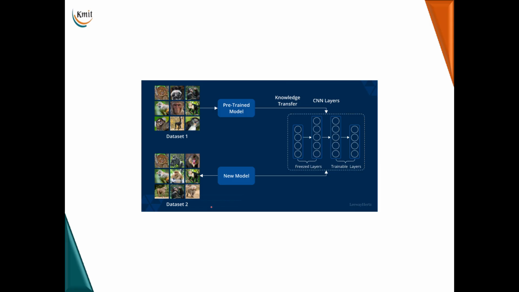This is another figure which shows how transfer learning works, where we have a pre-trained model, the model which is already trained on one dataset and will be used for training on the second dataset.